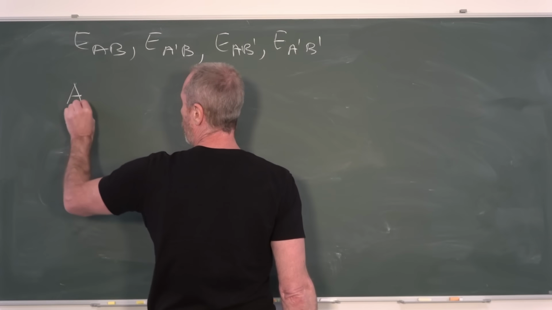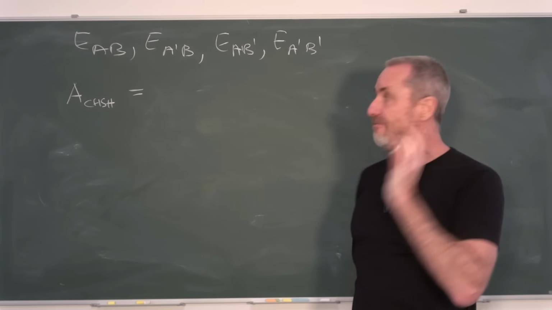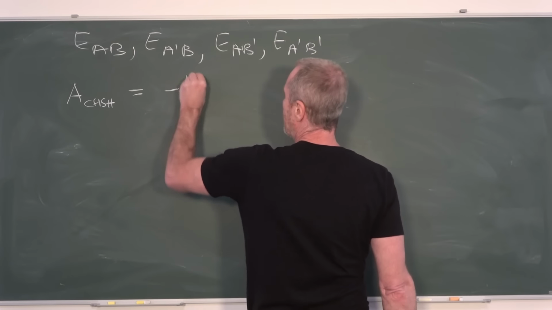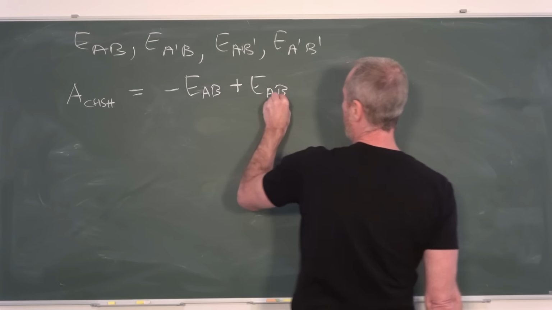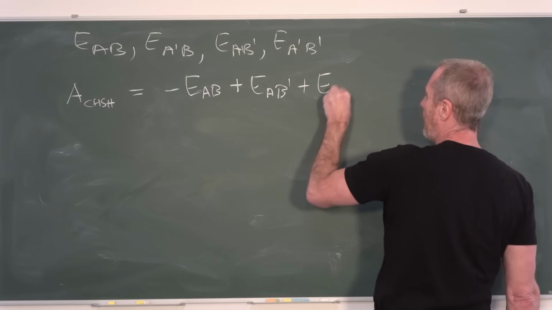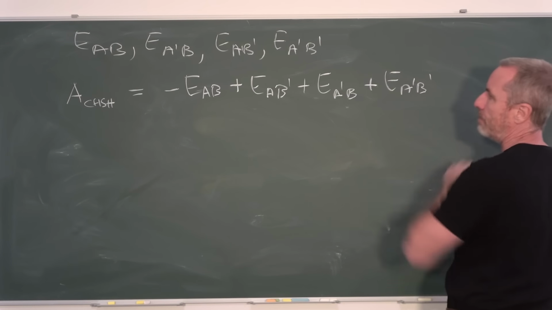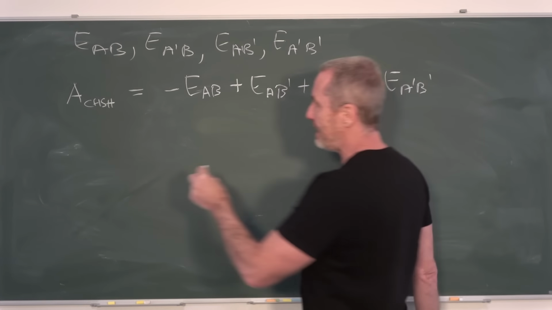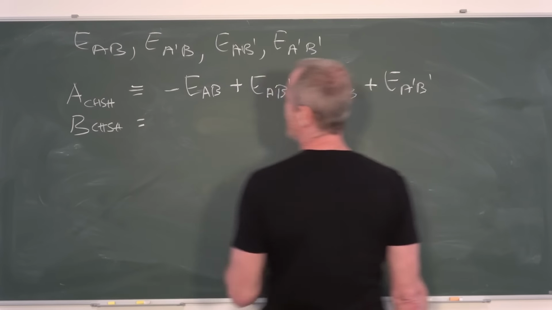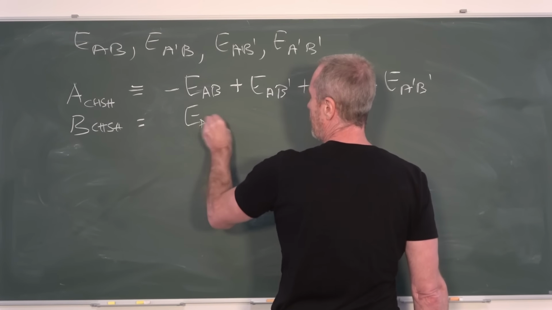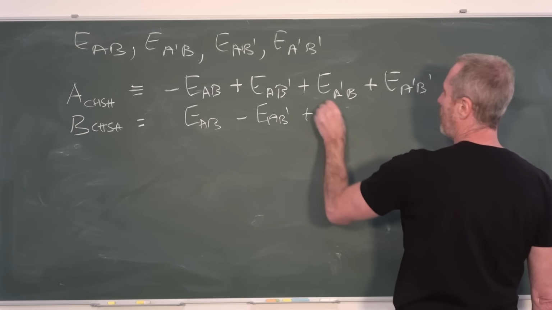The first one I will call A CHSH, and this quantity is precisely the following. It is minus EAB plus EAB prime plus EA prime B plus EA prime B prime. This is the first quantity. Then I define, it's really a definition, a second quantity which is exactly the same, but here we have a plus sign and I put the minus sign here. Then only plus signs here.